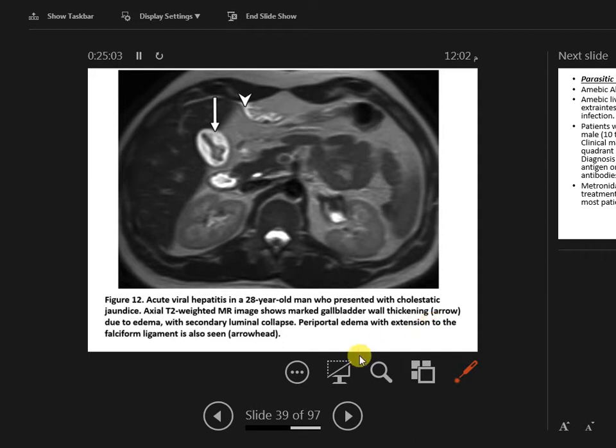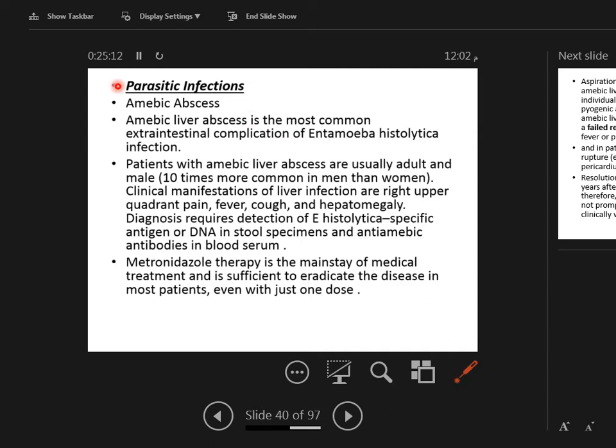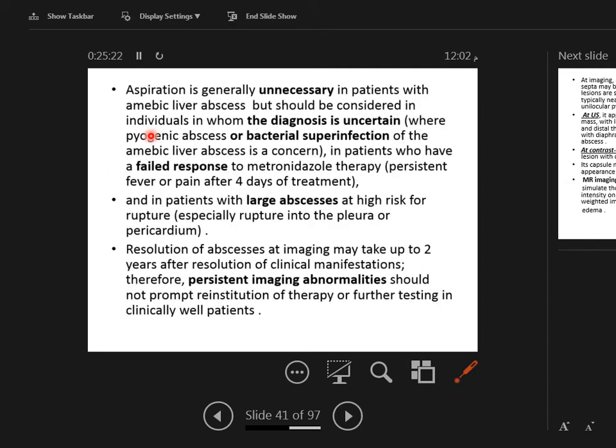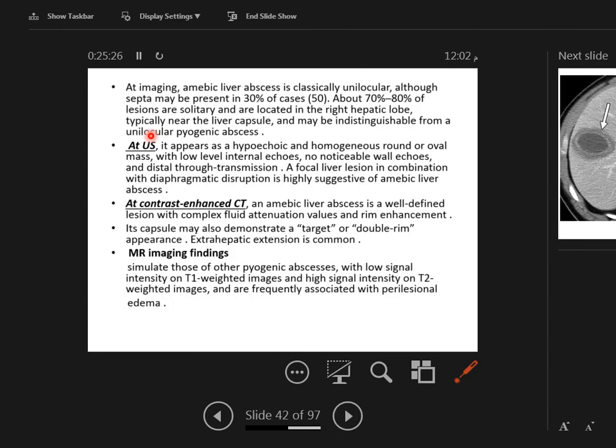This is MRI. We can see edema of the gallbladder wall and even in the falciform ligament, periportal. Parasitic infection of the liver. We have the amoebic liver abscess, more common in males. As for amoebic liver abscess, the important things to know about are precedence for tuberculosis.